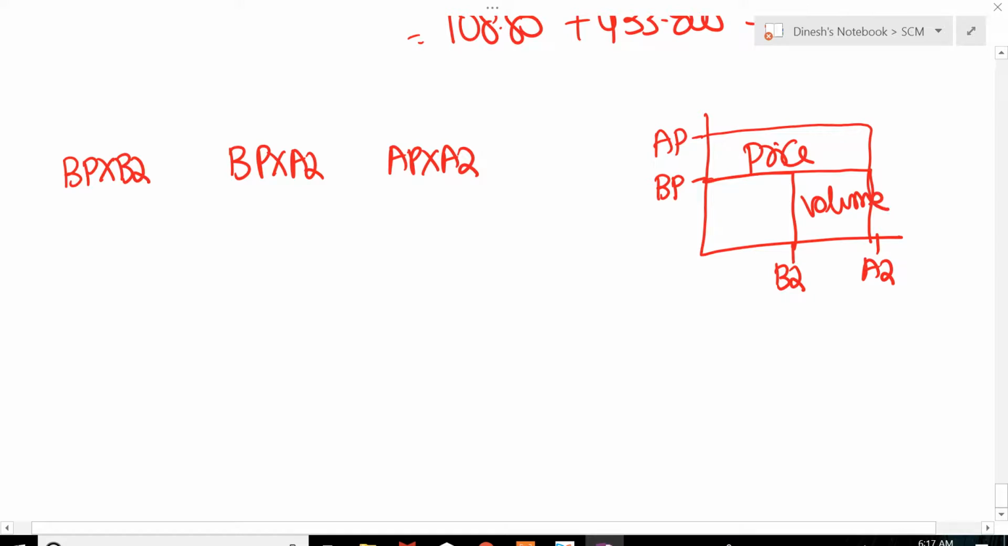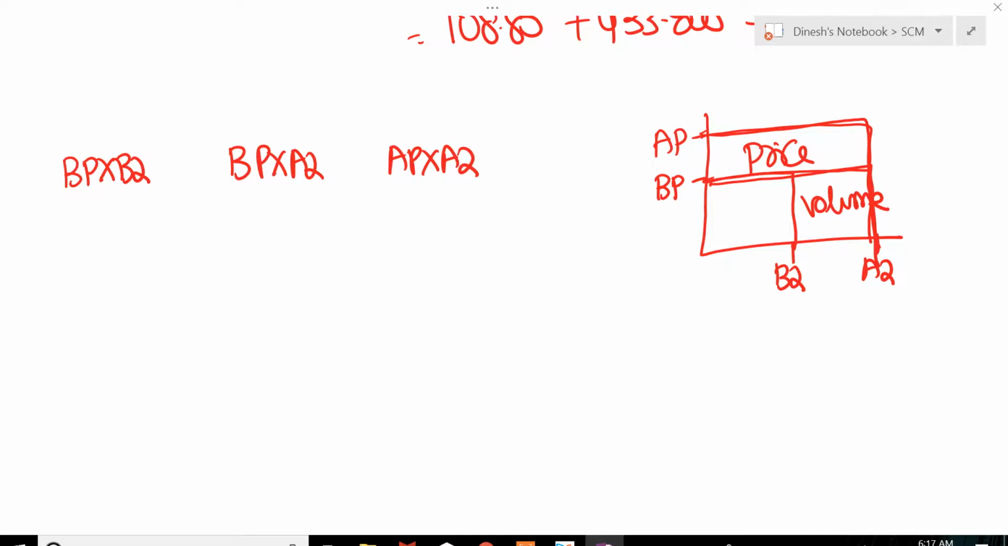This is called volume. That's all. So sales price variance is equal to what? What is the formula? BP into AQ minus AP into AQ, the topmost part of the rectangle. So you are starting from here, BP into AQ, and subtracting the bigger rectangle AP into AQ. What is the formula for volume variance? BP into BQ minus BP into AQ.